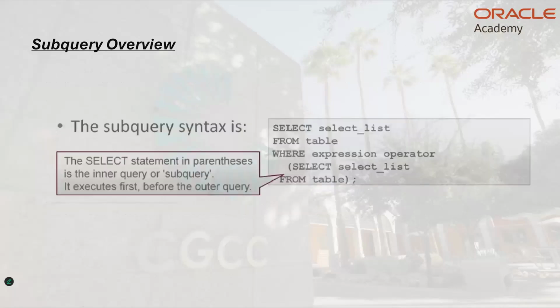So here's the general syntax. You see here, select, and you have a list, from a table where, and then you have your expression in the where: something is equal to or greater than or whatever. And then you add your subquery to that.